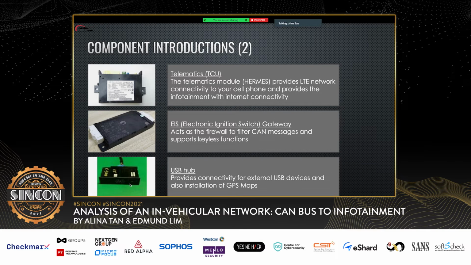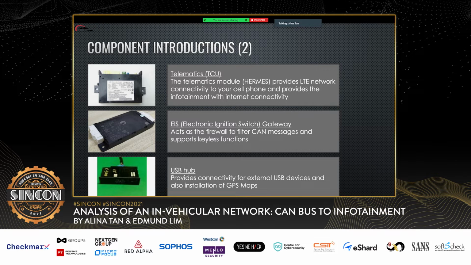Next we have the telematics module over here. The telematics module is also known as ERMES. The vehicle manufacturer calls it ERMES, and we have version 1.5 over here. It provides the LTE network connectivity to your cell phone, and also provides the infotainment with internet connectivity through the eSIM functionality. And then in the middle portion, we have the EIS gateway.